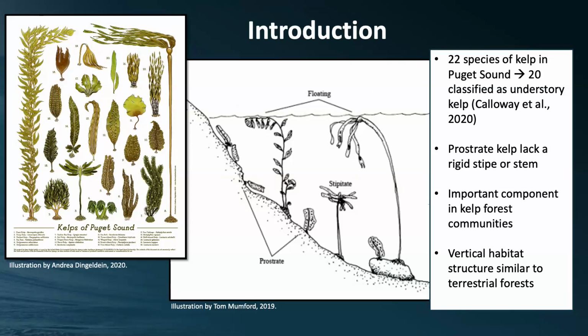So when I talk about understory kelp, for this research, I'm talking about prostrate kelps, which lack that rigid stipe stem that keeps it suspended in the water column. If you look at that figure in the middle, you'll see the prostrate kelps are kind of horizontal on the seafloor, and that's what we were looking at for this research. They are critical in kelp forest communities because, similar to a terrestrial forest, they offer that multi-layered vertical habitat structure. That's what really got me interested in studying them.